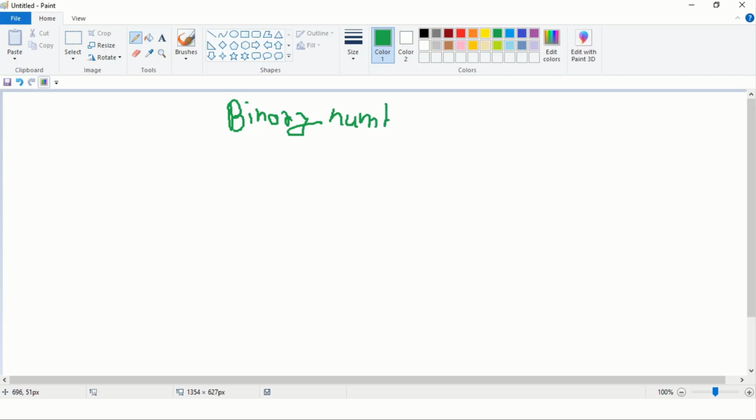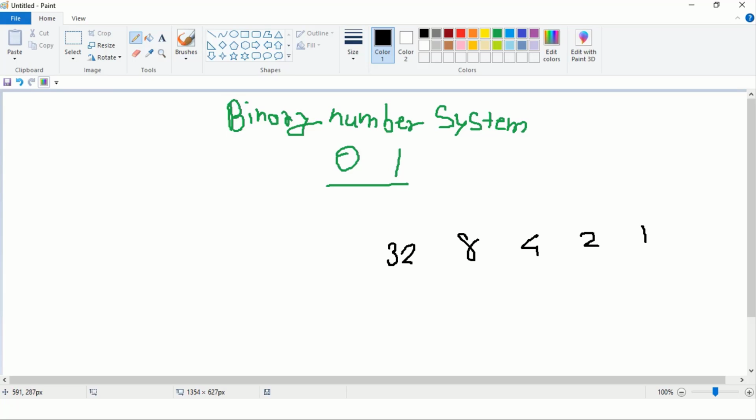Now let me explain binary number system. Here we have only two digits, 0 and 1. How can we represent any number using combination of zeros and ones? Let's see. First we will have 1, multiply it with 2, then multiply it with 2, then multiply it with 2, then multiply it with 2, like this, and so on.